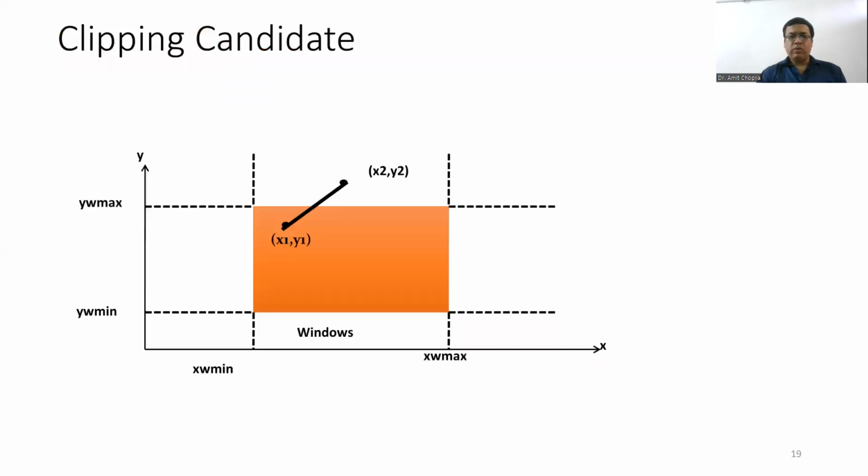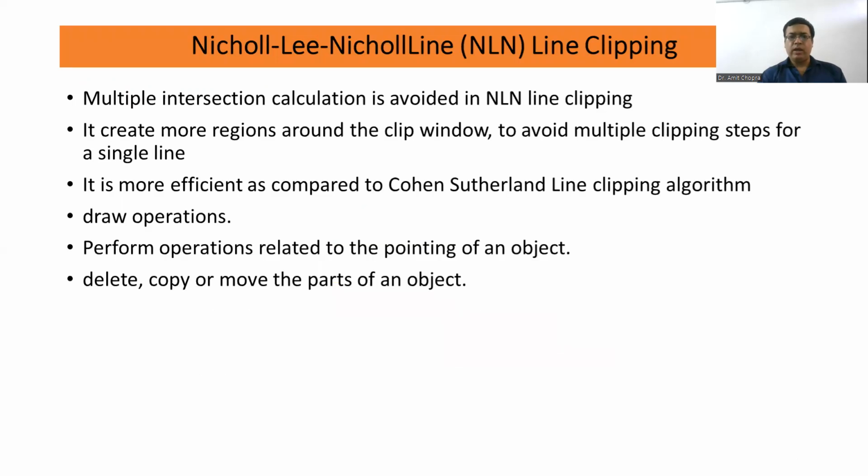So, that was all about the Cohen-Sutherland. Now, we are going to discuss the Nicholl-Lee-Nicholl line clipping algorithm. If there are multiple intersections, then these can be calculated using the NLN line clipping algorithm. There may be more regions about the clipping window, and it avoids multiple clipping steps for a single line. It is more efficient as compared to the Cohen-Sutherland line clipping algorithm.